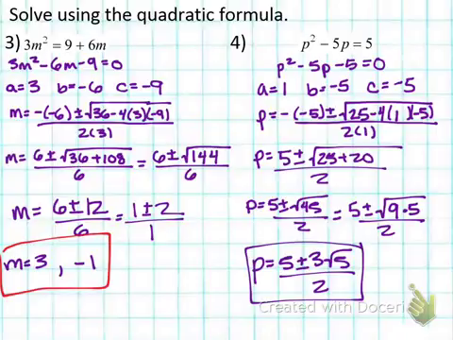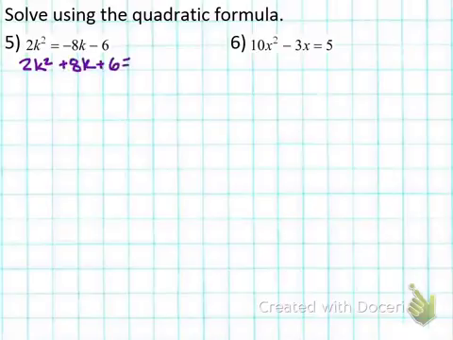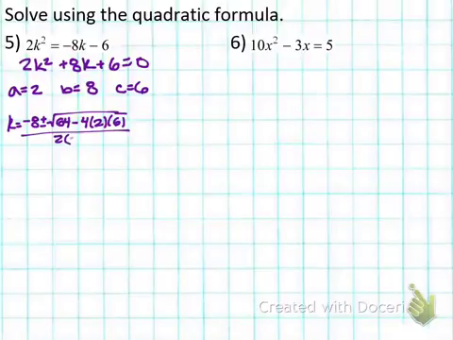Okay, number 5 and 6 are similar. I start by moving everything over to one side, and then I identify a, b, and c, and plug in those values into the quadratic formula. Okay, so here b squared gave me 64. I'm going to start by multiplying these together. 4 and 2 is 8. 8 times 6 is 48. And there's only one negative here, so this is going to be 64 minus 48.